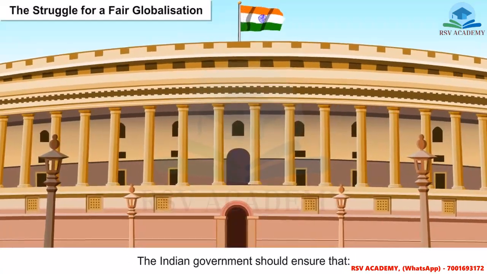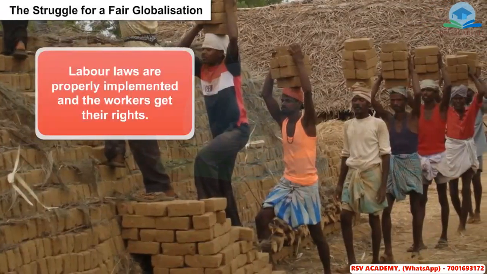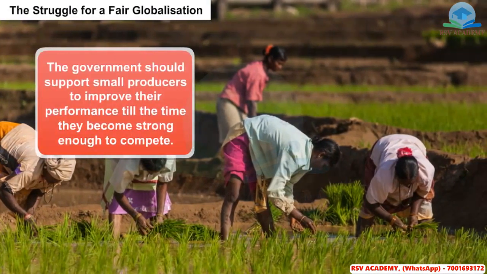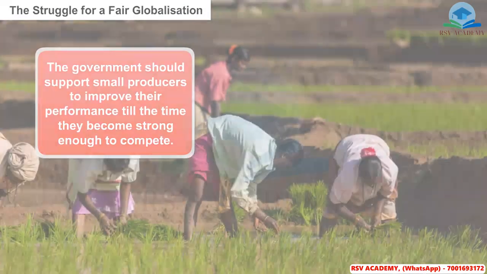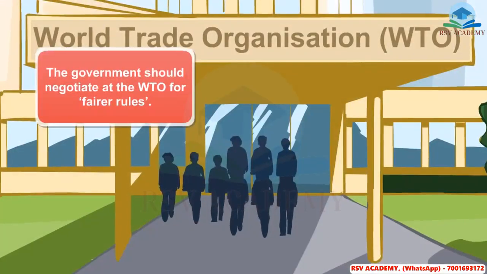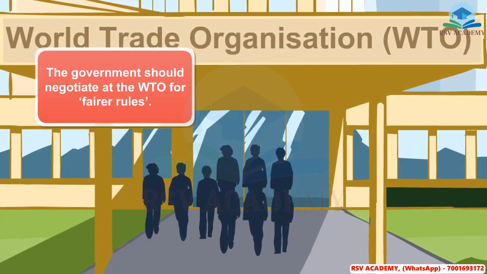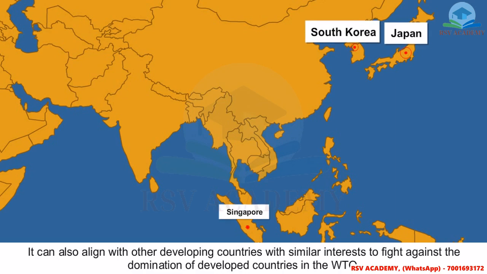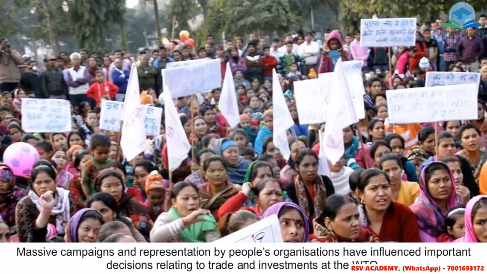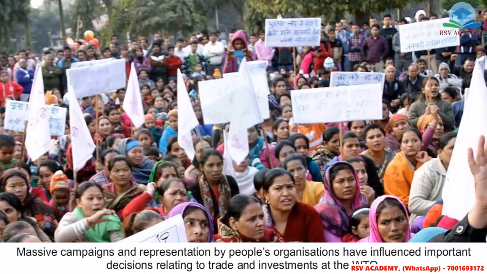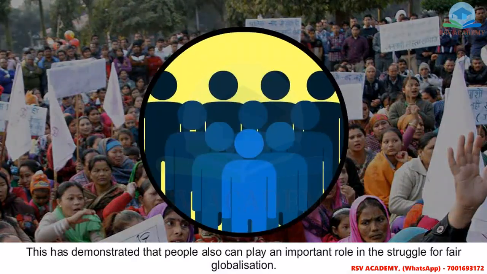in the country. The Indian government should ensure that labor laws are properly implemented and the workers get their rights. The government should support small producers to improve their performance till the time they become strong enough to compete. If necessary, the government should use trade and investment barriers to protect small producers. The government should negotiate at the WTO for fairer rules. It can also align with other developing countries with similar interests to fight against the domination of developed countries in the WTO. Massive campaigns and representation by people's organizations have influenced important decisions relating to trade and investment at the WTO. This has demonstrated that people also can play an important role in the struggle for fair globalization.